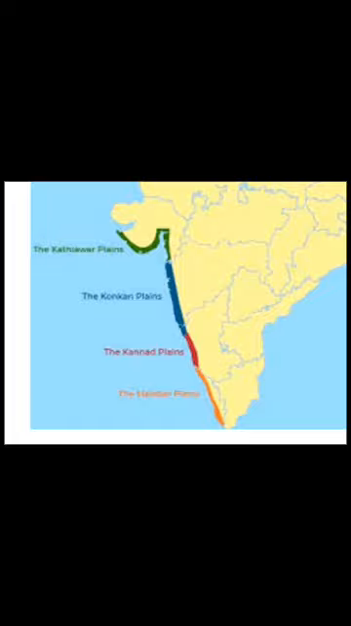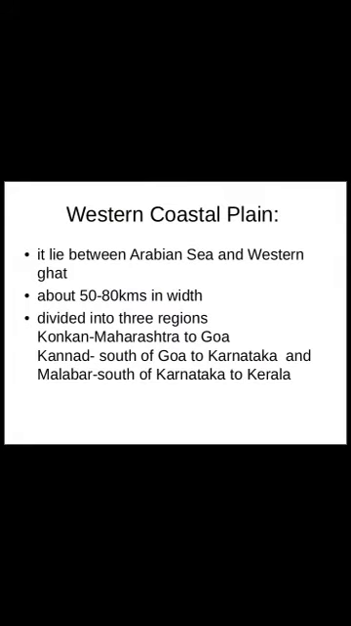Now let's see some of the features of the western coastal plain. First, it lies between the Arabian Sea and the Western Ghat. Student, regarding the Western Ghat, we already saw it in the Peninsula Plateau, right? So remember that this western coastal plain lies between the Arabian Sea and the Western Ghat. Its width from Gujarat till Kerala is not uniform; the average is 50 to 80 kilometers. Now this western coastal plain is divided into three parts.